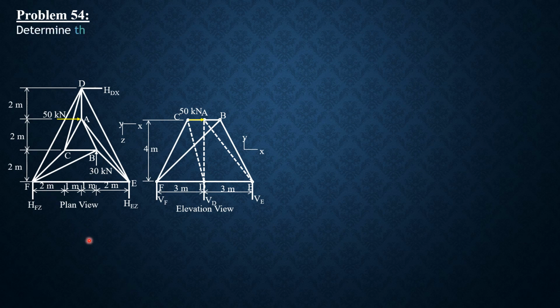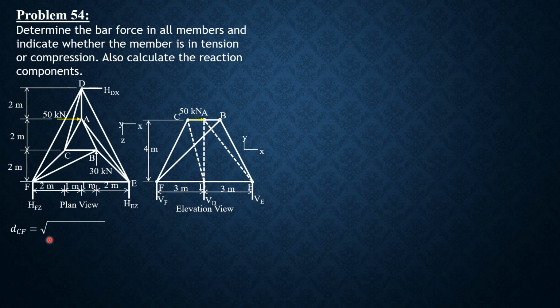So let's compute distances first. Distance CF is square root of 2 squared, 4 squared along Y, then along Z 2 squared. So distance CF is equal to distance BE also. It is 2 square root of 6. Distance BF is square root of 4 squared plus 2 squared, along Y is 4, then along Z 2. So it is equal to 6 meters.